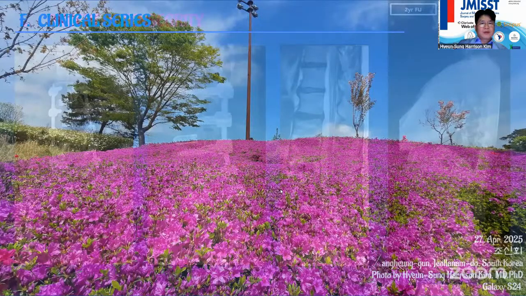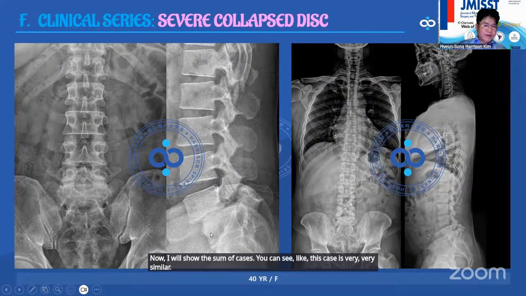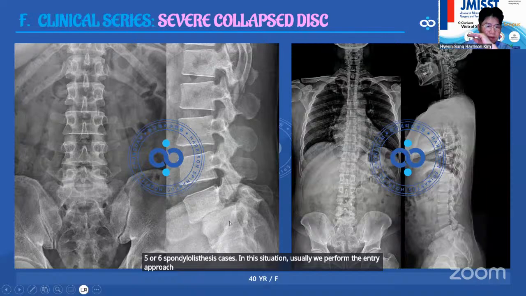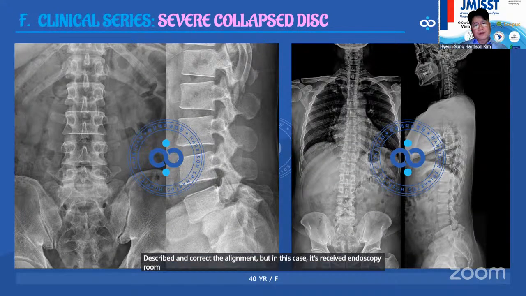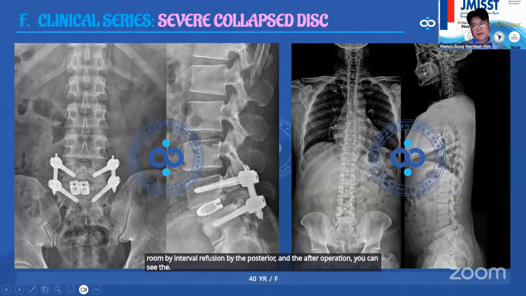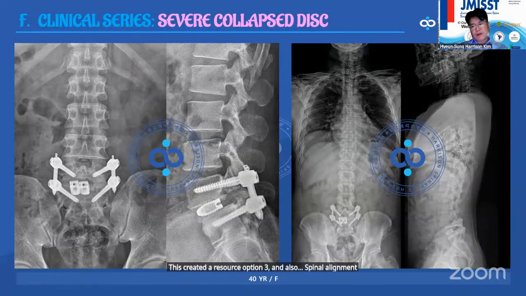Now I will show some cases. You can see this case is a very, very severely collapsed L5-6 spondylolisthesis case. In this situation, we usually perform an anterior approach to increase disc height and correct the alignment. But in this case, the patient received endoscopic lumbar interbody fusion by the posterior approach, and after operation you can see the disc height restored sufficiently, and the spinal alignment corrected very, very well.